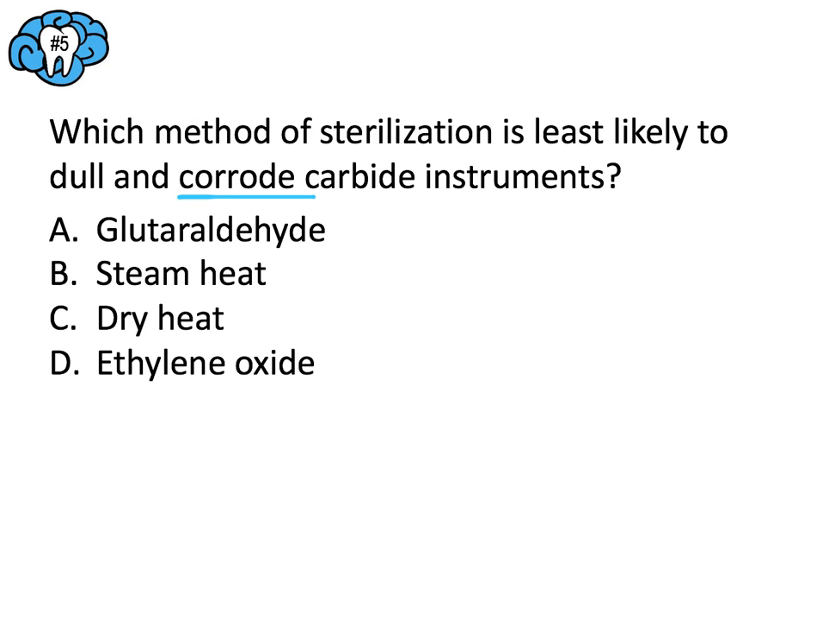So if we didn't know specifically this high yield fact, we could try to group things together, see if we can get 3 of them on the same page, in this case 3 methods that involve high humidity or moisture, and find the one that doesn't belong. And in this case, dry heat is the best example of that. So the best preservation of cutting instruments and the least likely to dull and corrode is the dry heat method of sterilization.